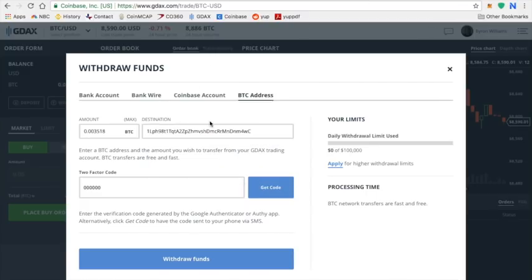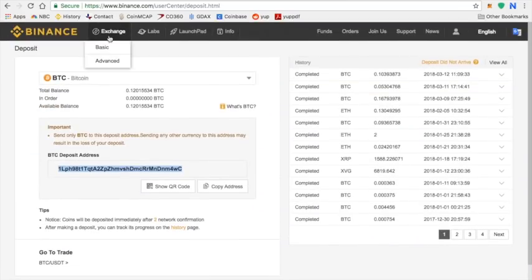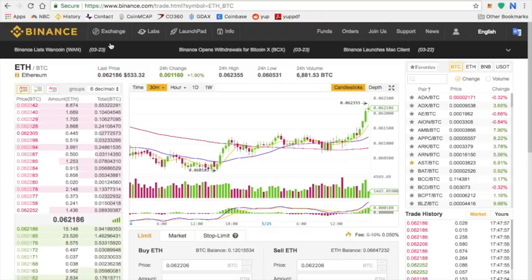So there it is right there. Then it's going to ask me for a two-factor code. I always sign up for my two-factor codes. My phone's dead, but I would type in the code right there and I would hit withdraw funds. Now that's going to take about 10 to 15 minutes to get to your Binance account. As you're waiting, you can check out all the coins that you can get, and then it's going to instantly appear in your account.